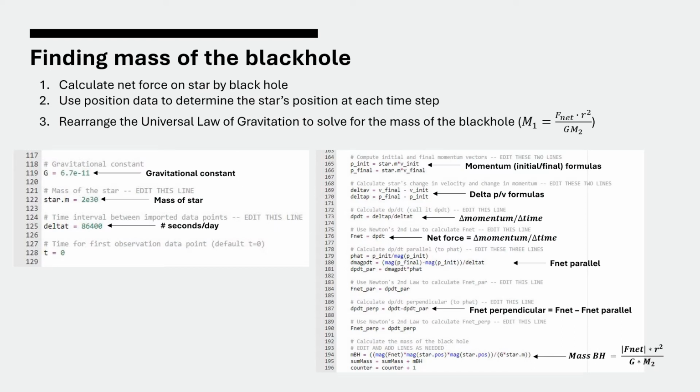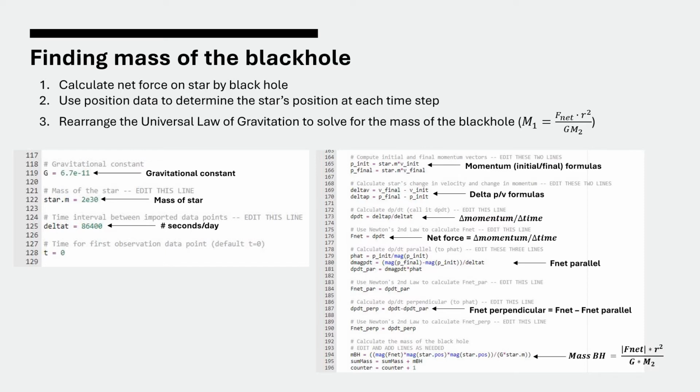So now we're going to find the mass of the black hole, and that's really just 3 steps. We have to calculate the net force on the star by the black hole, use the position data to determine the star's position at each time step, and then we rearrange the universal law of gravitation to solve for the mass of the black hole. So m1, which is the mass of the black hole, is equal to the net force times r squared over the gravitational constant times m2, which is the mass of the planet.